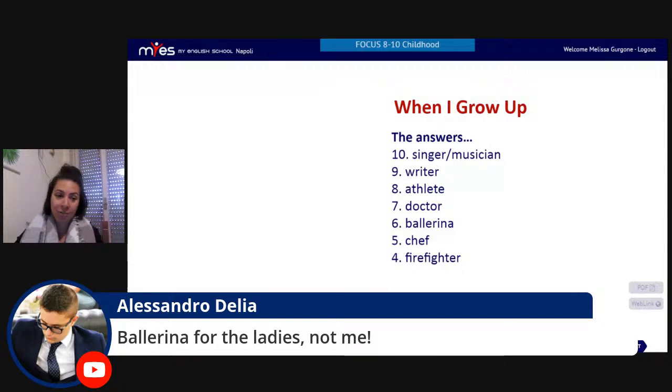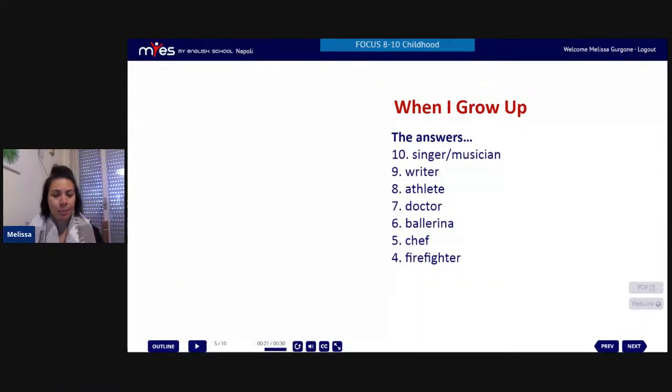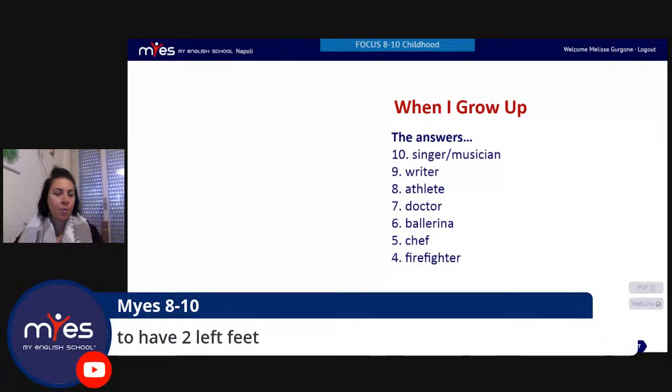Have you got 2 left feet? This is an expression we say in English, to have 2 left feet. It is what we say to someone if you are a bad dancer. Oh no, I can't dance. I have 2 left feet. Or she is terrible. She has 2 left feet. And it's an expression we use to describe someone who's not very good at dancing.